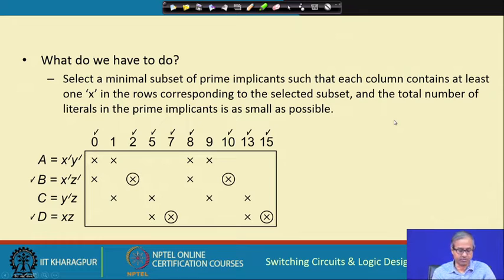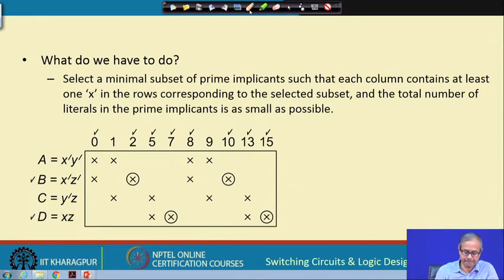Let us take an example now. Here we are showing a prime implicant chart, just an example, where I am showing 4 prime implicants which I have called A, B, C and D. Just ignore these check marks for the time being, and there are 10 true min terms: 0, 1, 2, 5, 7, 8, 9, 10, 13, 15.